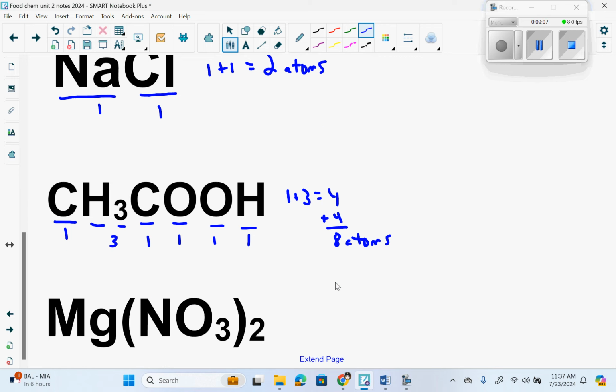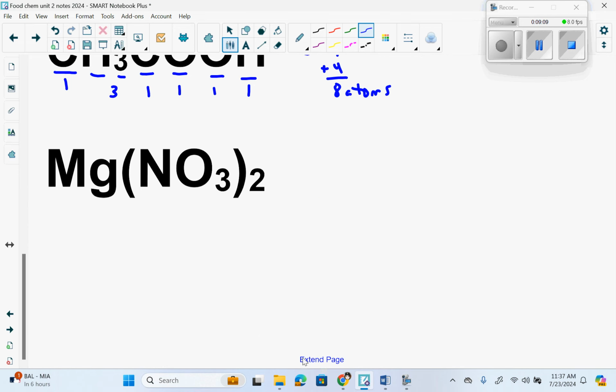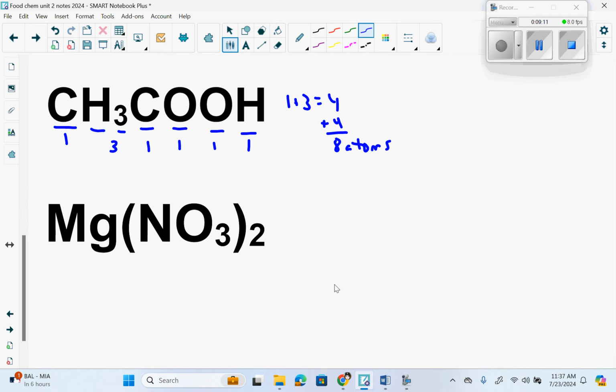And one more. Now what happens when you have parentheses? So this is magnesium nitrate. Mg, right, has no number after it, so that's 1. But now this parentheses, here's where a little bit of algebra comes in. You have to distribute. So what that means is any number outside this parentheses will be multiplied. So what I mean is you have N, right? N, if there's nothing here, it's a 1. So 1 times 2 means you have 2 nitrogens.